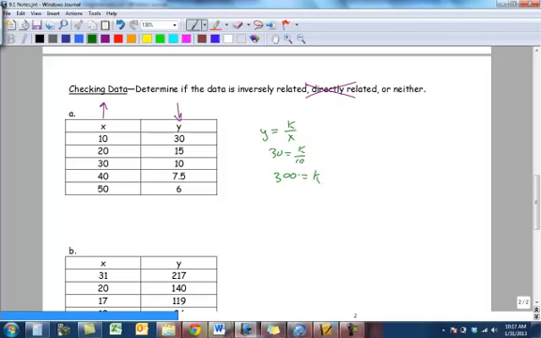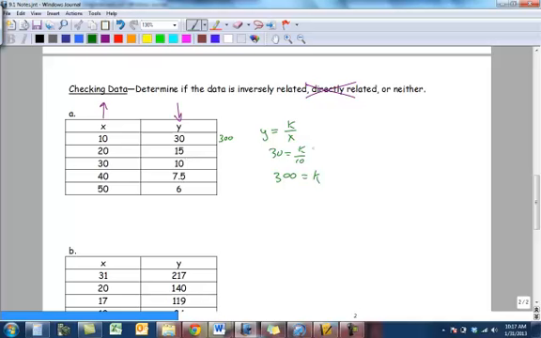Right? So here's the thing. In this case, k was equal to 300. But we have to make sure that that's the same for all of these. Now here's the thing. What we did to find k was we multiplied y times x. We took y, 30, times x.